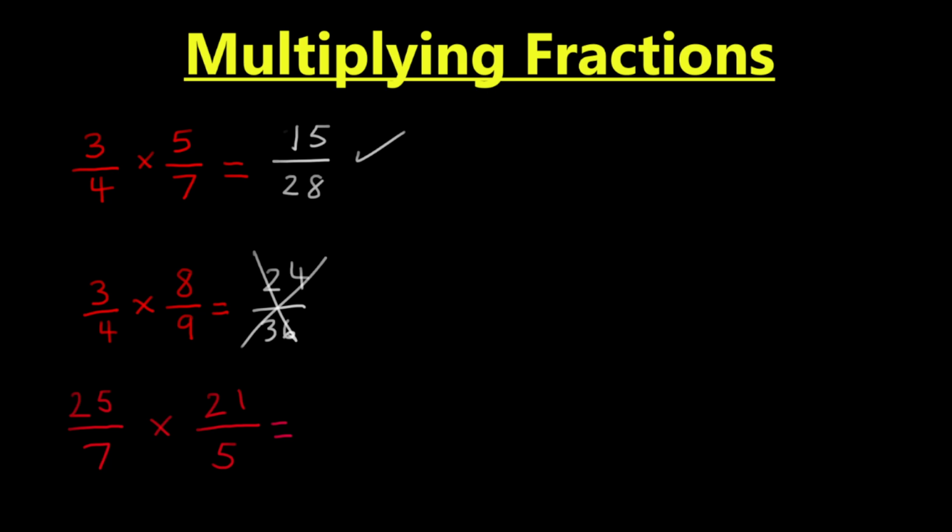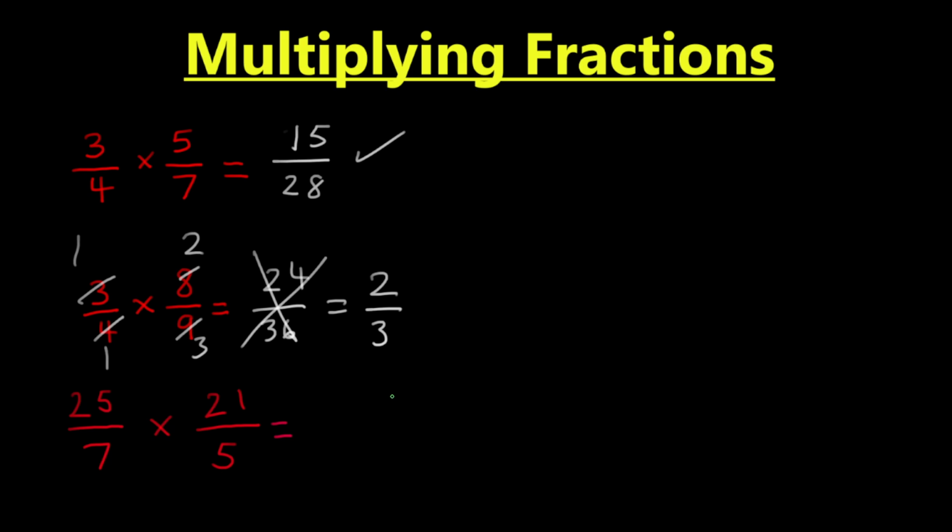Instead, what I like to do is to reduce before multiplying. So what you can do here is diagonal reducing. 3 goes into 9 3 times, and 4 goes into 8 2 times. And that means the answer is 2 over 3.